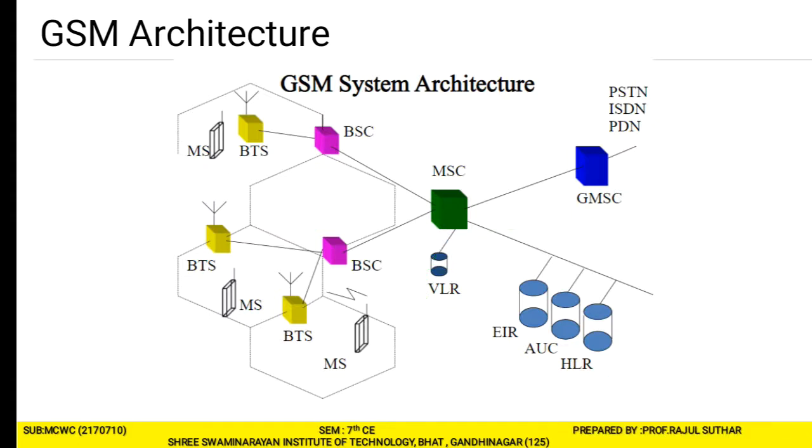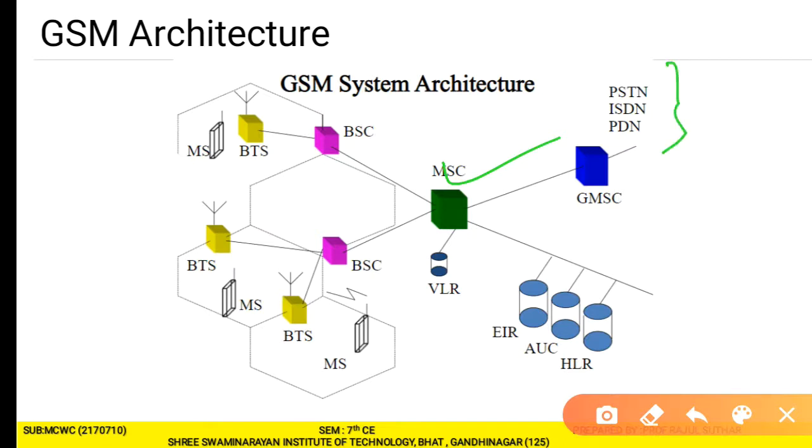Then we discussed the MSC. It is the mobile switching center. It provides the connection to the fixed network, PSTN or ISDN. Then registration, location updating, as well as handoff, these types of services are also provided by the MSC. The services are provided in conjunction with several functions of the network subsystem.